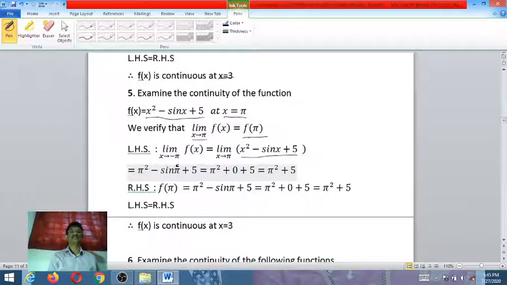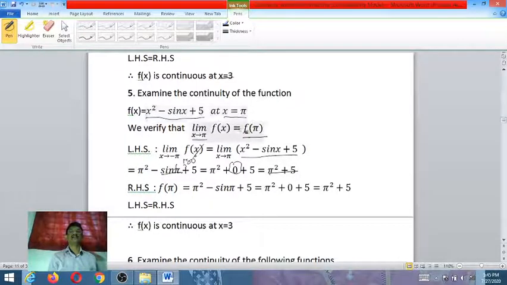We know that pi is nothing but 180 degree, isn't it? So what is the value of sin 180 degree? We know that sin 180 degree is 0. Therefore it is pi square minus 0 plus 5. That is the left hand side.